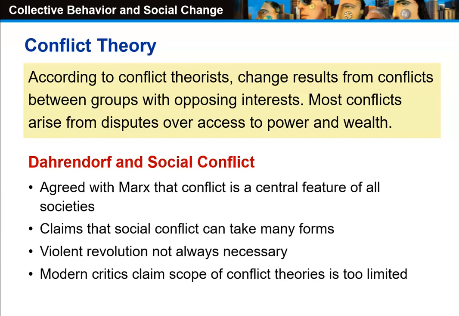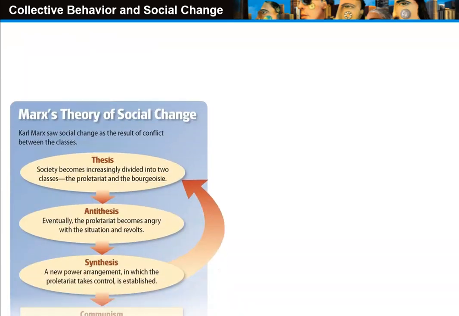According to conflict theorists, change results from conflicts between groups with opposing interests. Most conflicts arise from disputes over access to power and wealth. Dahrendorf's social conflict theory agrees with Marx that conflict is a central feature of all societies. Dahrendorf claims that social conflict can take many forms. Violent revolution is not always necessary for social conflict to take place. Modern critics claim the scope of conflict theories is far too limited to explain the complexity of social change.